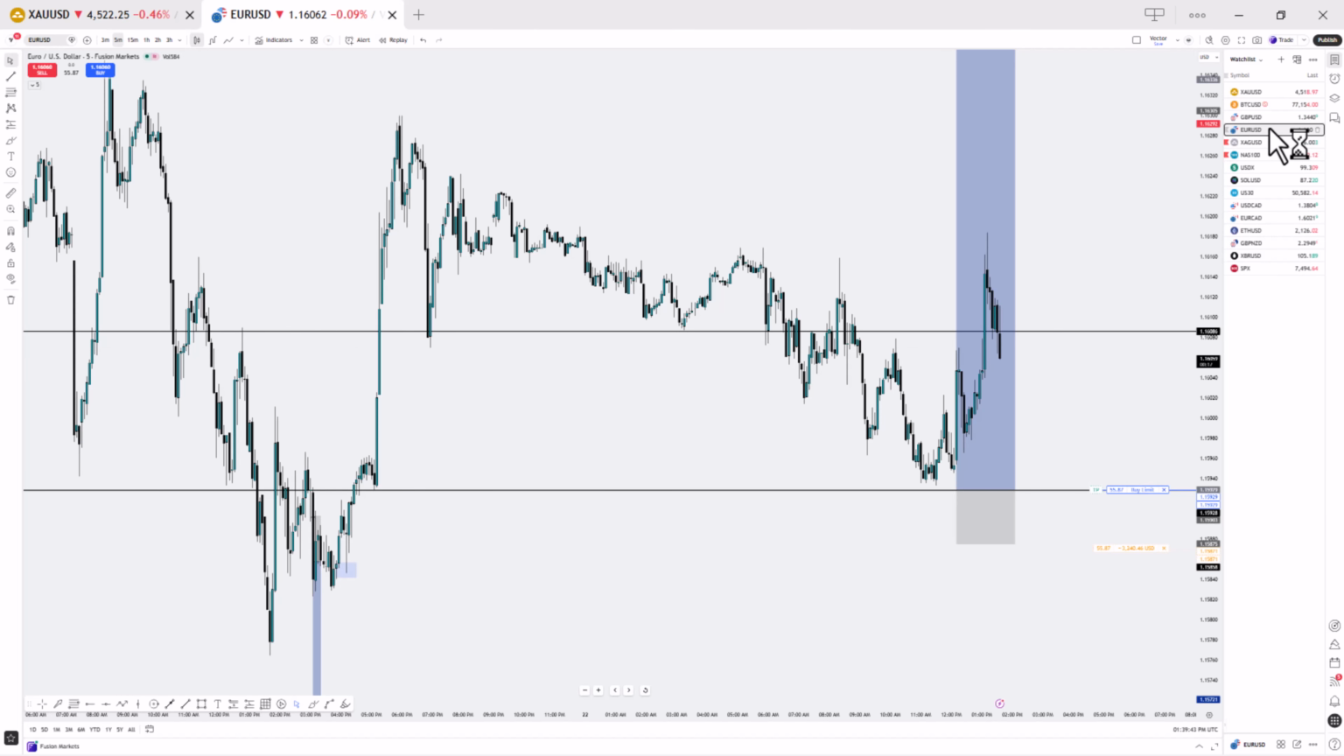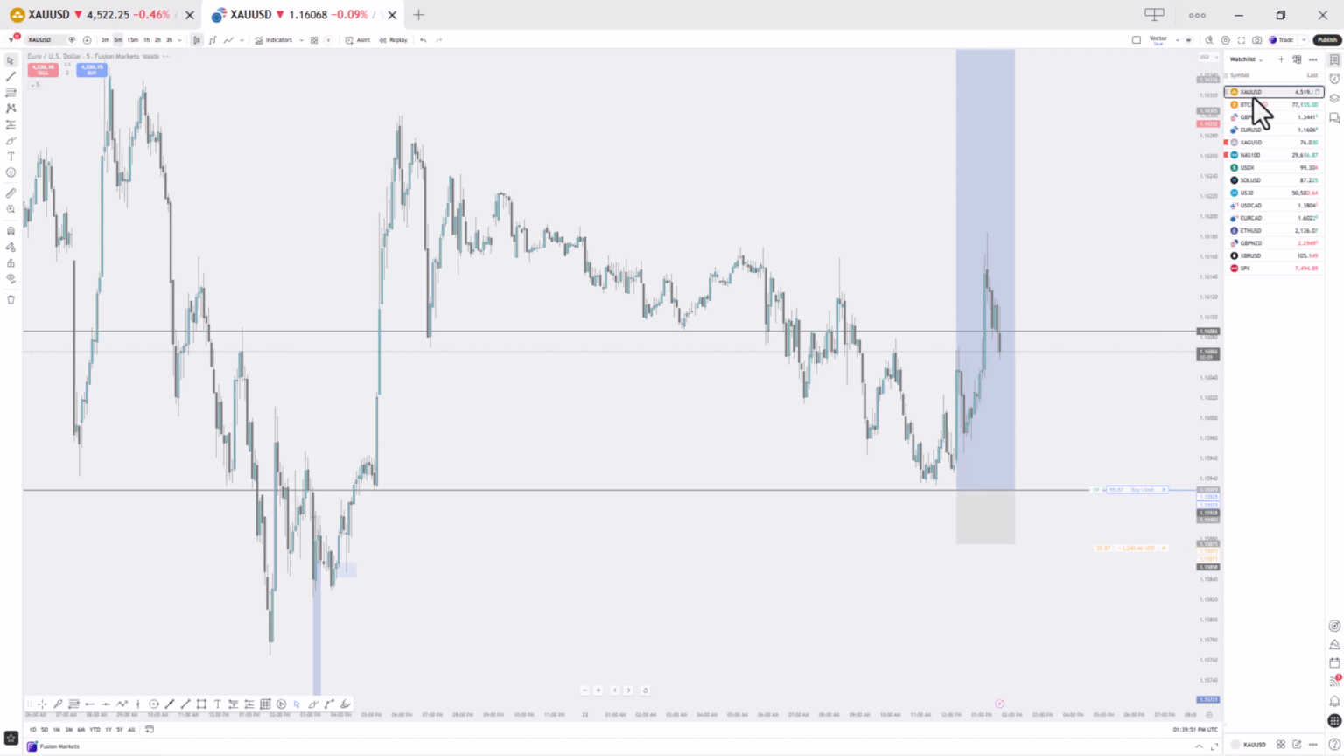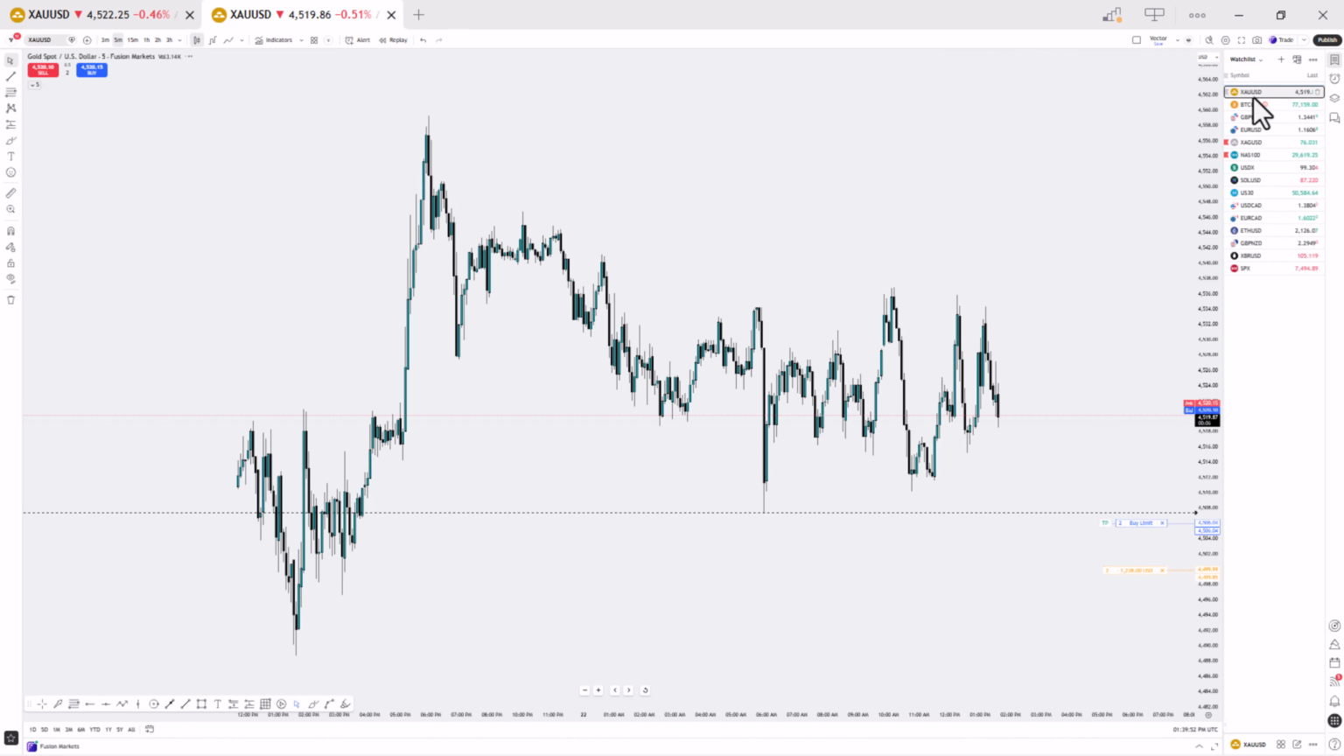Obviously, as you can see, EURUSD has also shot up, leaving my trades right here. It did not pick my trade either, and the same thing happened to gold. Now, gold, I'm not going to trade it now. Why?